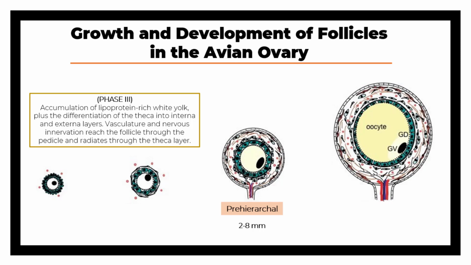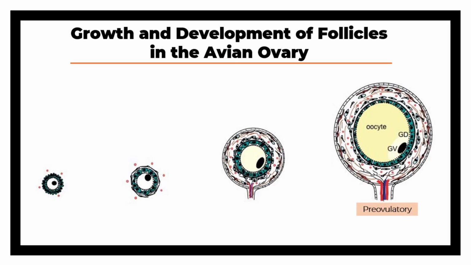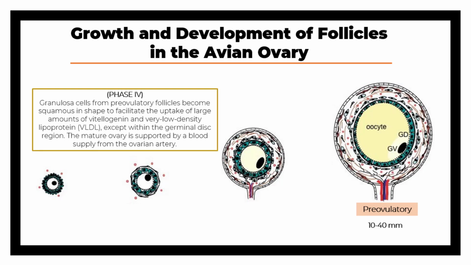Following selection into the pre-ovulatory hierarchy is the fourth phase, which is the subsequent rapid growth of the pre-ovulatory follicles, which occurs during the final days preceding ovulation. The pre-ovulatory follicles begin to rapidly grow from approximately 10 mm in diameter to 40 mm over the course of days. Granulosa cells from pre-ovulatory follicles become squamous in shape to facilitate the uptake of large amounts of vitellogenin and very low-density lipoprotein, or VLDL, except within the germinal disc region.